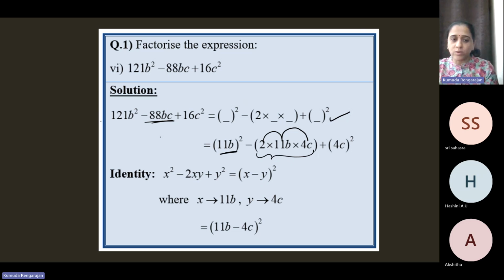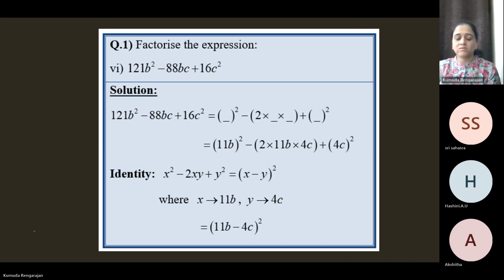See, 11b the whole squared is 121b squared. 4c the whole squared is 16c squared. Now we need to check the middle term, minus 2ab. So 2 into 11, 22 into 4, 88, minus 88bc. Yes. So this expression is perfectly of the form a squared minus 2ab plus b squared, or x squared minus 2xy plus y squared, which can be factorized as x minus y the whole square, where x is 11b and y is 4c. So it is 11b minus 4c the whole square. If we have not completed this, please take it down.